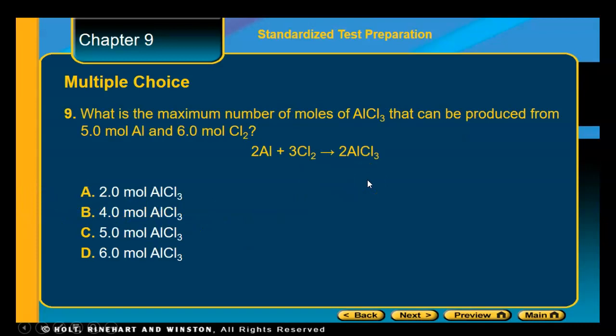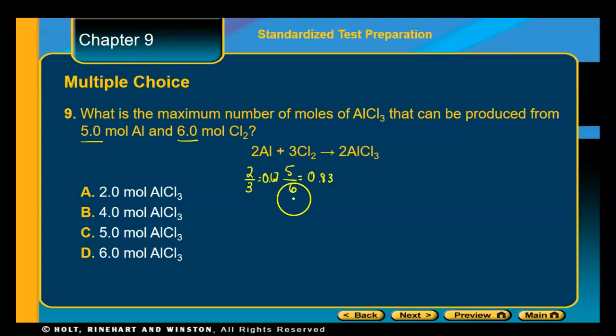And then finally, the maximum number of moles of AlCl3 that can be produced from 5 moles of Al and 6 moles of Cl2. So let's actually work through this one. So I need Al to Cl2 to be a 2 to 3 ratio. So let's just test 2 to 3. And what I'm given here is a 5 to 6 ratio. So 2 to 3 is 0.67. 5 to 6 is 0.83.